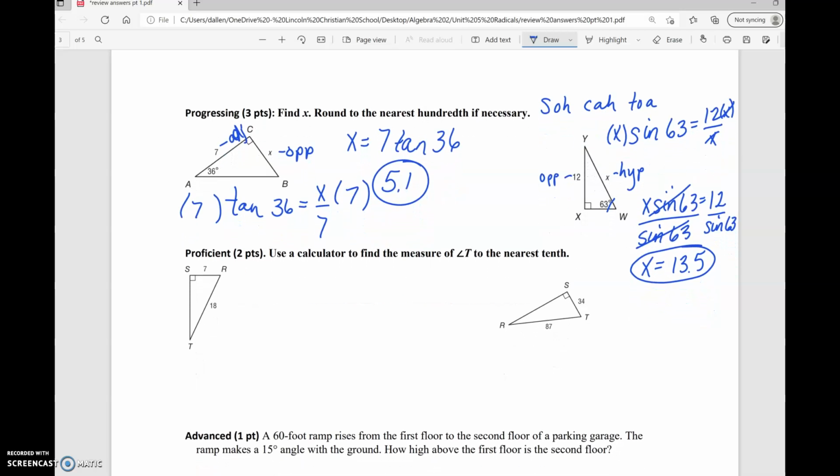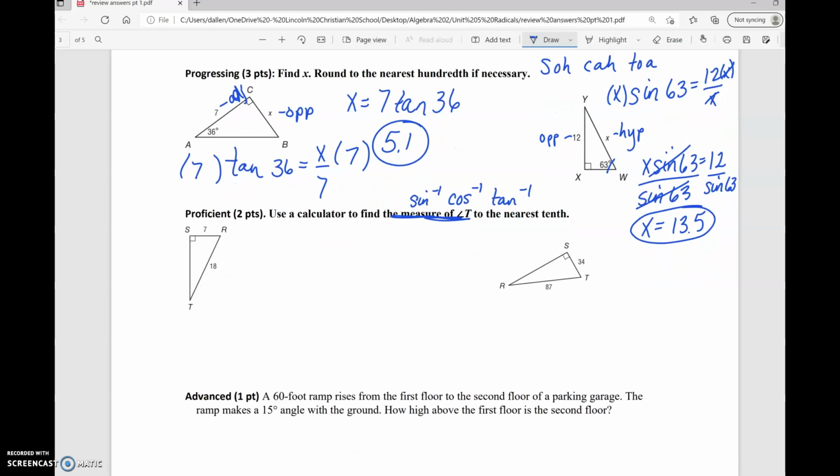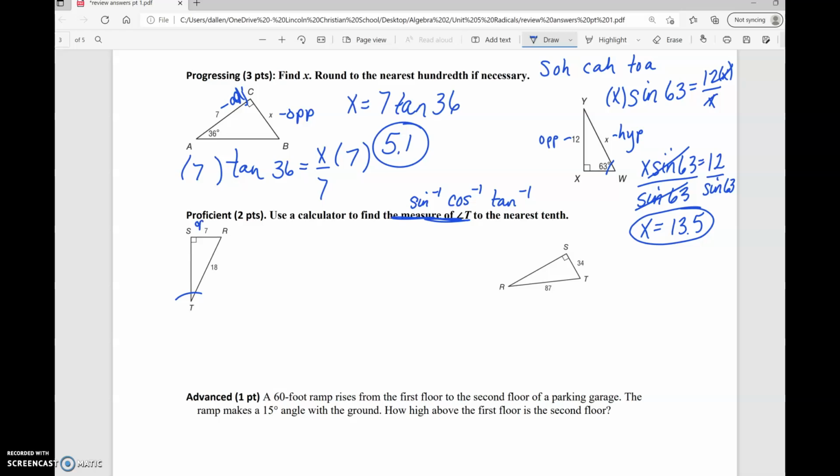So here we're looking for the angle measure. Whenever we're looking for an angle measure, we're going to use sine to the -1, the inverses of sine, cosine, tangent. So that would be these ones. Remember, sine of the angle gives us the ratio. This gives us the angle that goes with that ratio. So we're looking at angle T, and 7 is opposite, and 18 is hypotenuse. So we're going to use sine, because O and H: sine -1 of opposite 7 over 18 should give you 22.9 degrees.